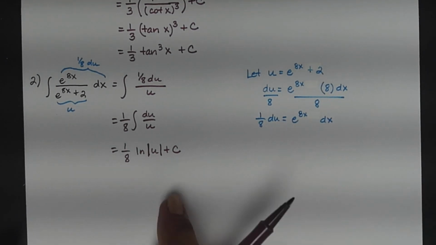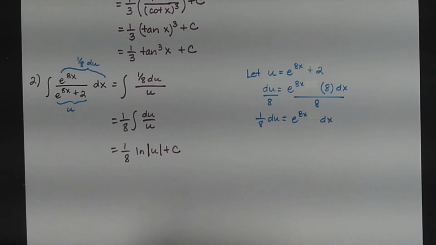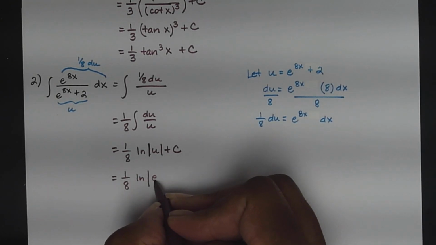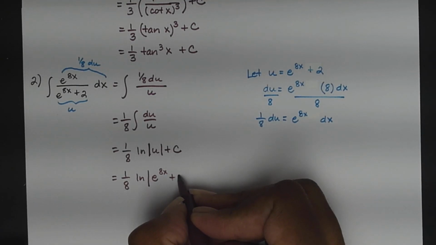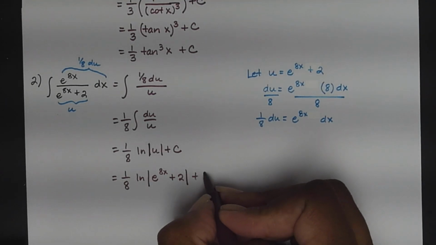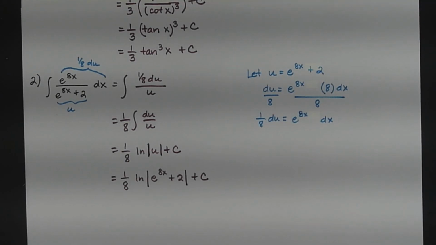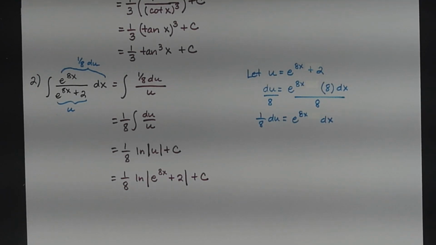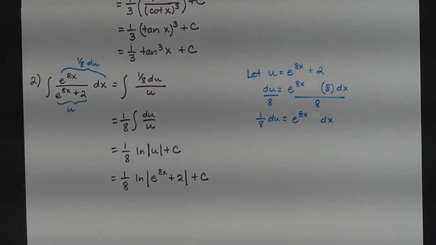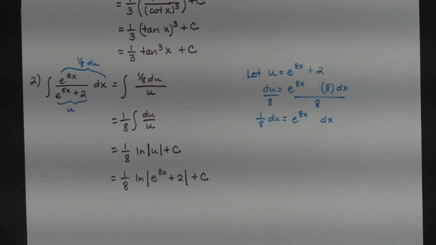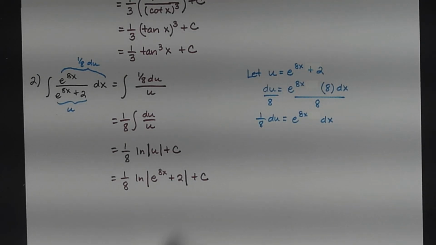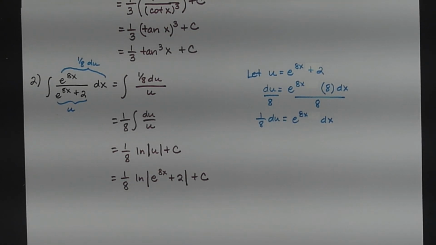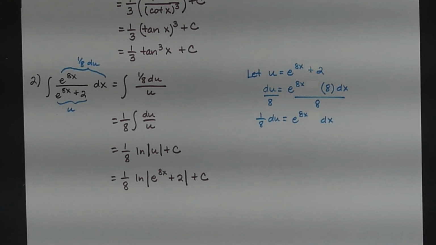And then we do the back substitution by replacing that u with e to the 8x plus 2. So it'll be 1/8 times the natural log of e to the 8x and then plus 2. And keep in mind that plus 2 is not part of the exponent in the e. So that's what the integral of e to the 8x divided by e to the 8x plus 2 dx will be: 1/8 natural log of e to the 8x plus 2 plus c. Notice I have the absolute value there, because that could be negative.